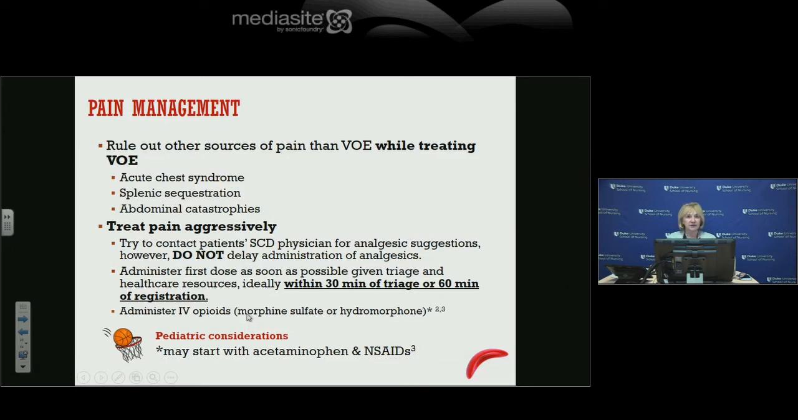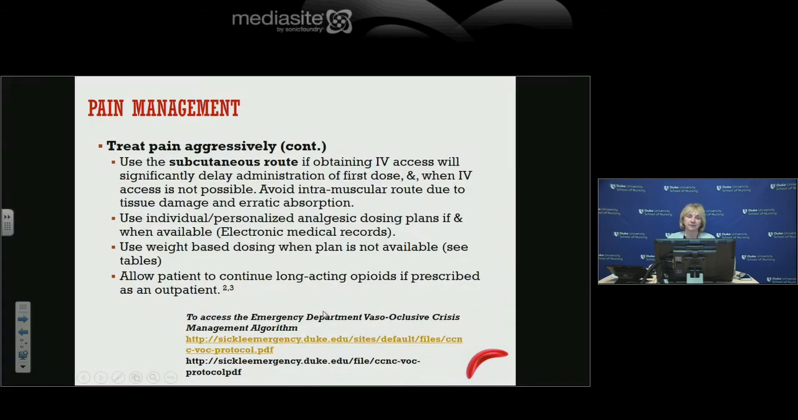Another recommendation is to use IV opioids, morphine or Dilaudid. Intravenous, because most patients have already taken oral opioids at home. If they wanted to take them, they already have them. So they have taken them, they're not working, and they need intravenous. And this is another recommendation. And in pediatric patients, it may be possible to start with Tylenol or with NSAIDs.